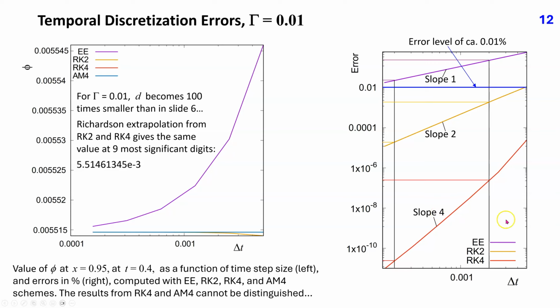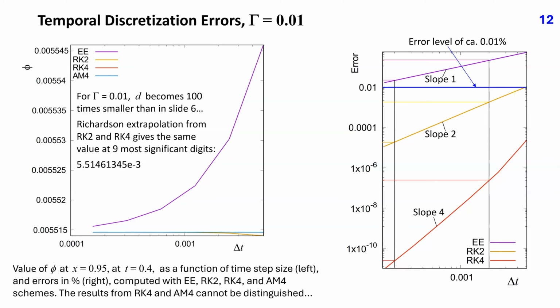This figure shows the error in percentage of the reference value for the implicit Euler and second and fourth-order Runge-Kutta methods. When the time step is reduced by 1 order of magnitude, errors are reduced by 1 order of magnitude for the explicit Euler scheme, 2 orders of magnitude for the second-order Runge-Kutta method, and 4 orders of magnitude for the fourth-order Runge-Kutta scheme, as expected.